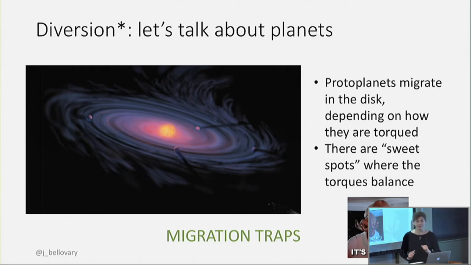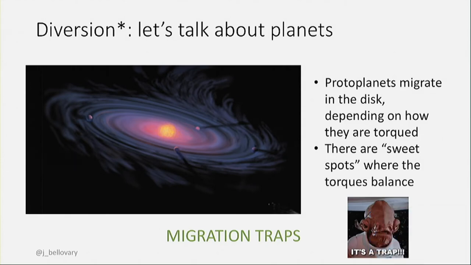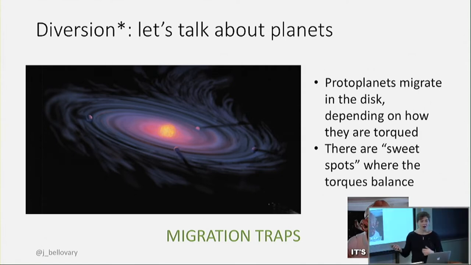So I'm going to divert for a second and talk about planets. I promise this is relevant. But the idea for this black hole idea actually comes from a planetary formation model. So the idea is you have your star and you have your protoplanetary disk. There are protoplanets in the disk, and because they feel hydrodynamic torques from the disk, they migrate either inwards or outwards, depending on the direction of the torques.